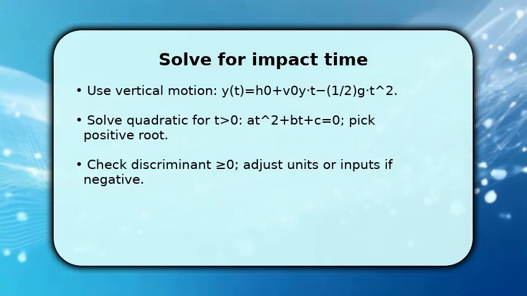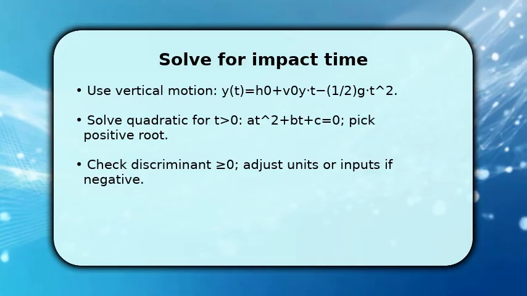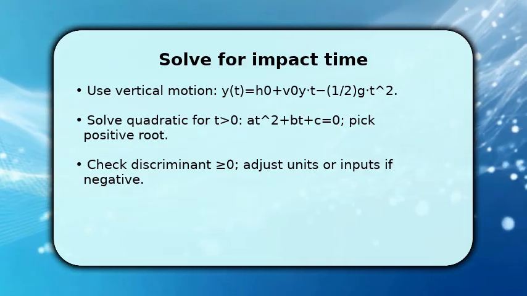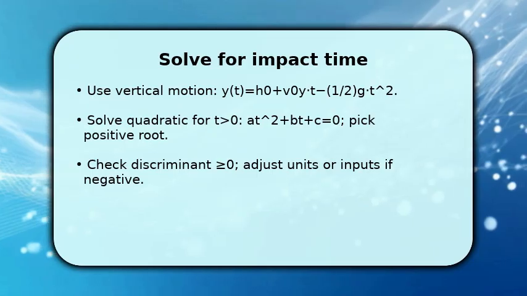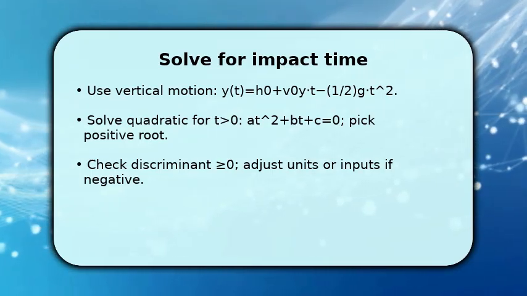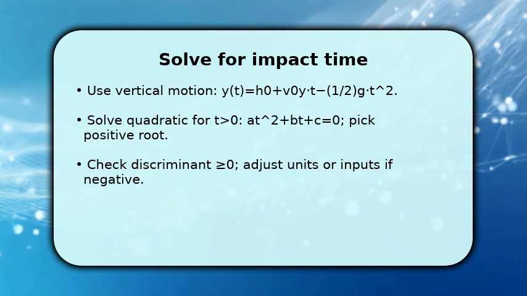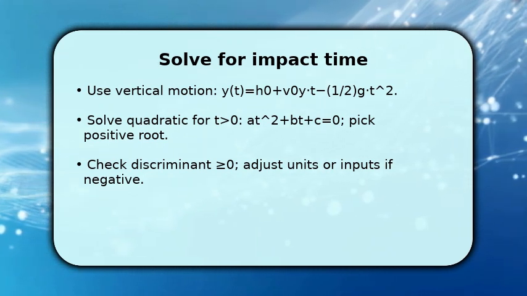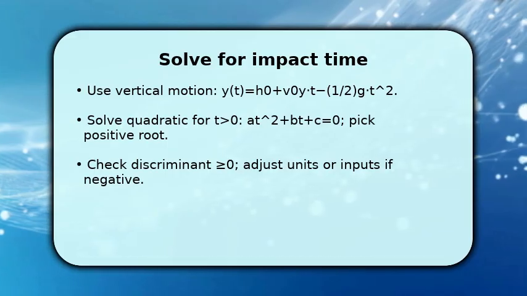Once done, verify the discriminant is non-negative. If it is negative, recheck inputs and units. Make sure to keep track of signs so your selected root corresponds to a future time, not a prior one or the launch instant. Finally, compute the velocity components at impact.